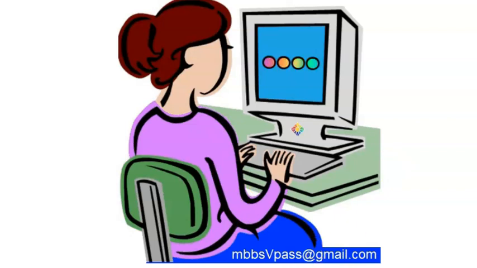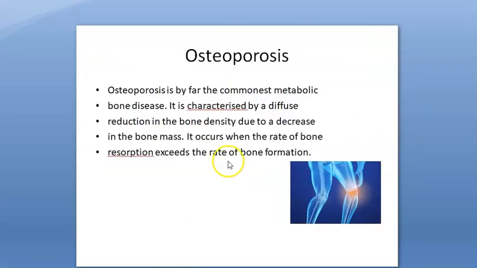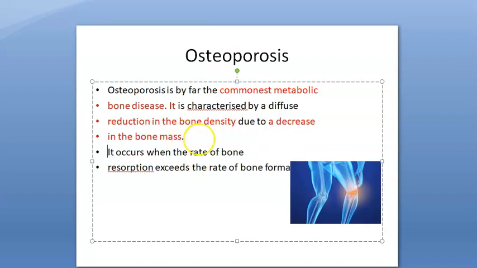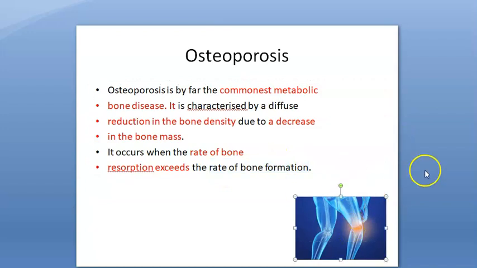So what are we looking at today? Osteoporosis. What is it? Osteoporosis is a metabolic bone disease. Under metabolic bone disease, you have osteopenic diseases, and under that you have osteoporosis. So why is the bone losing mass? We have to find out, right? There is a reduction in bone density due to a reduction in bone mass. This is the commonest metabolic bone disease. The rate of formation is less, but the rate of resorption is more. That is, bone destruction has become more and the formation of bone has become less. So this is osteoporosis.